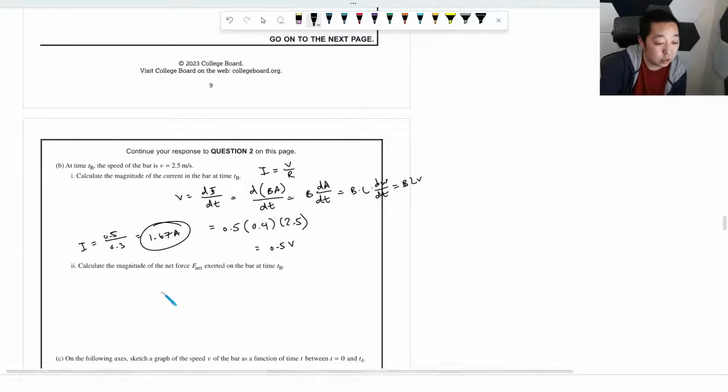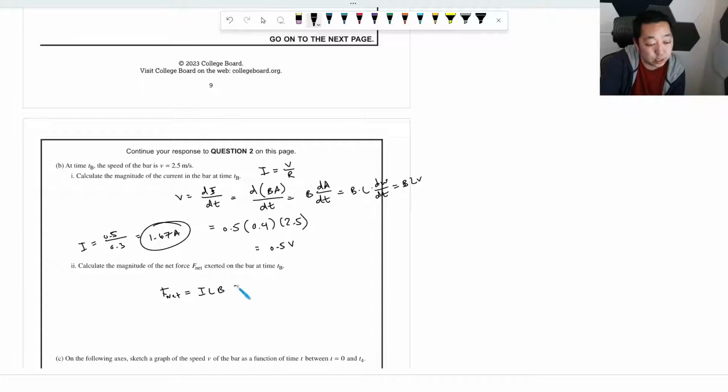Oh, okay. F net, you would use just ILB. You don't need the sine theta because it's already perpendicular. So it's 1.67 times... what did I say L was? L was 0.4. And the magnetic field is 0.5.